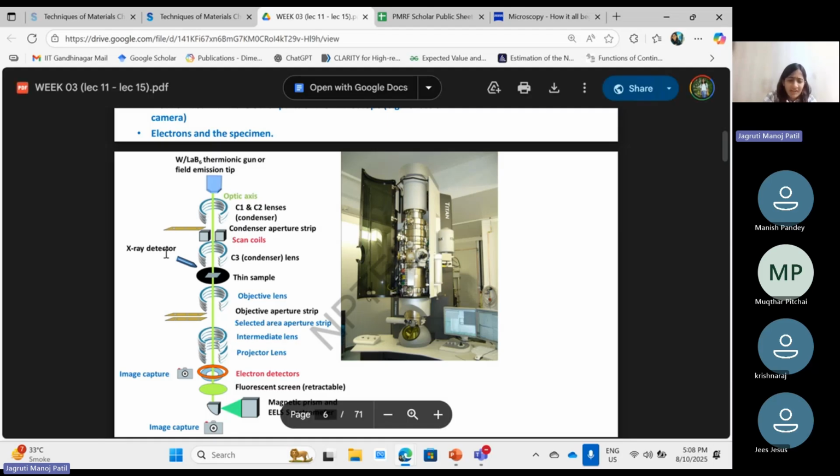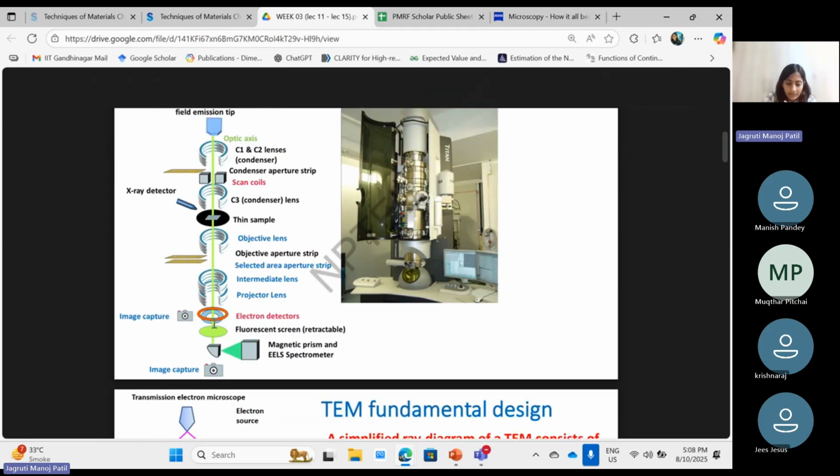In this case, you have this X-ray detector. Then the next thing here, this red ring that you see, is also a different kind of detector. It's used for annular diffraction. So that's a ring. Then you have this prism, or EELS spectrometer. So there are different detectors.